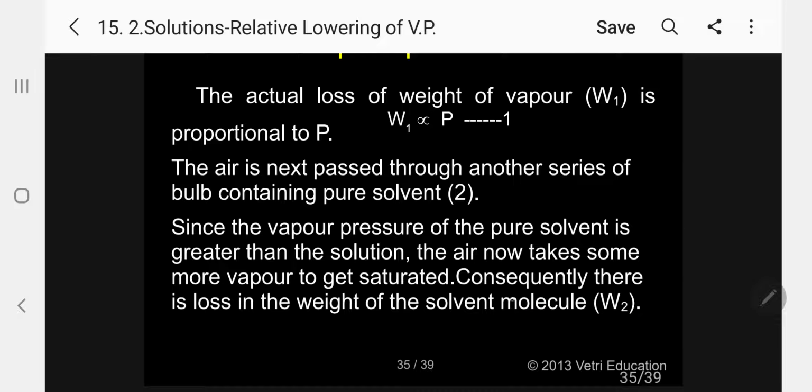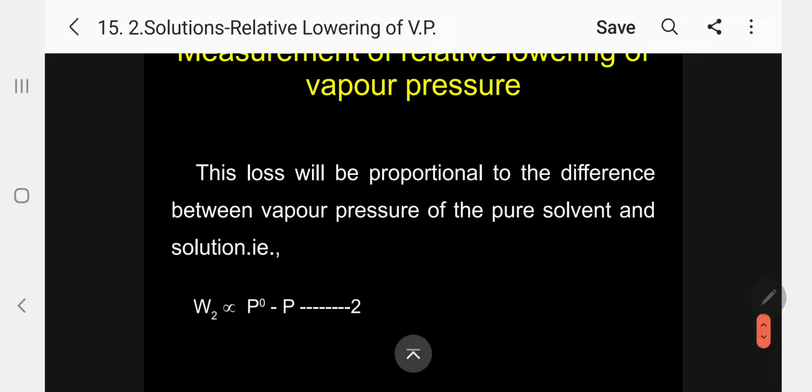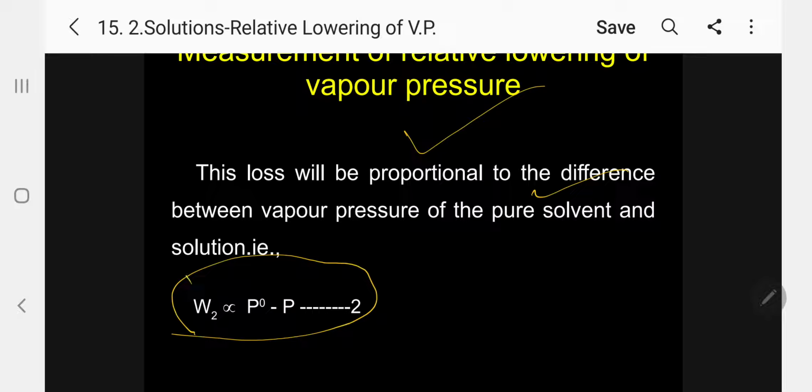Kindly follow. This loss is proportional to the difference between the vapor pressure of pure solvent and solution. I can write equation 2 as W2 is proportional to P naught minus P. First one, equation 1: W1 is proportional to P. Equation 2: W2 is proportional to P naught minus P.